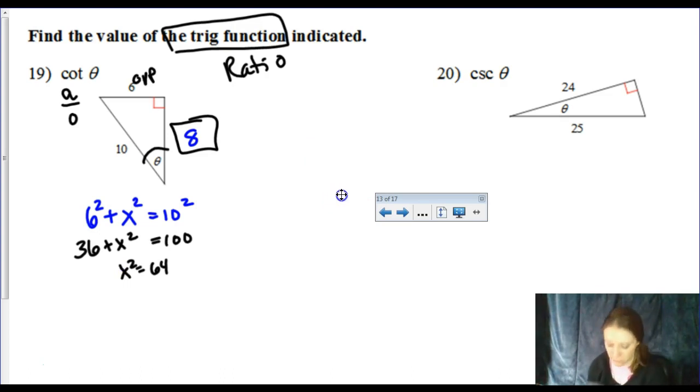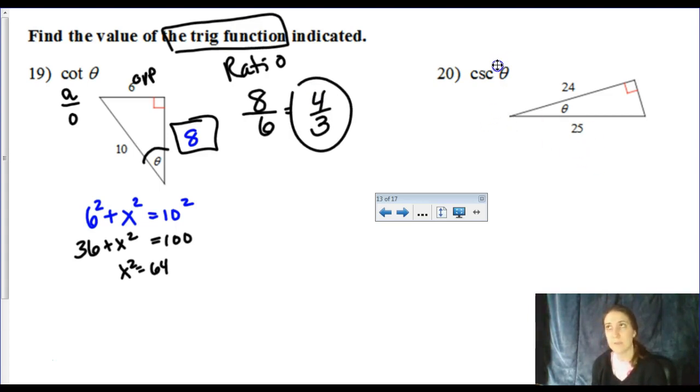Pythagorean triples are neat little tricks that like my math team kids use a lot. And SAT and ACT testers like to use. So anyways, we're still not done. I need the ratio for cotangent, and we said it was adjacent over opposite. So I would set up 8 over 6, and then I go, oh, that's not a good answer. I can reduce that ratio to 4 over 3.